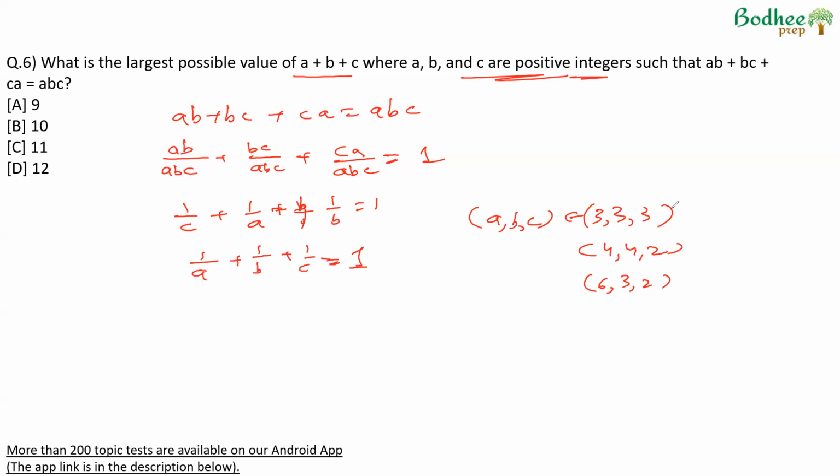So 1, 2, 3, 6 forms that pair. 1/2 plus 1/3 plus 1/6, if we do, we have 5/6 plus 1/6, which is also 1. So for this, there are these three solutions.